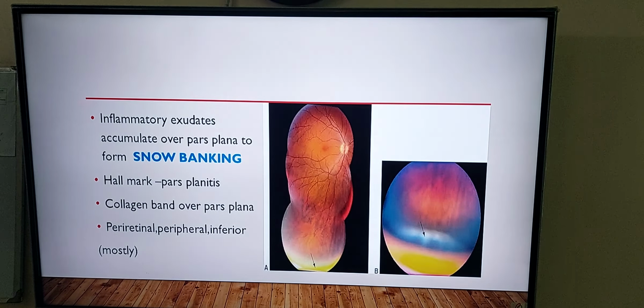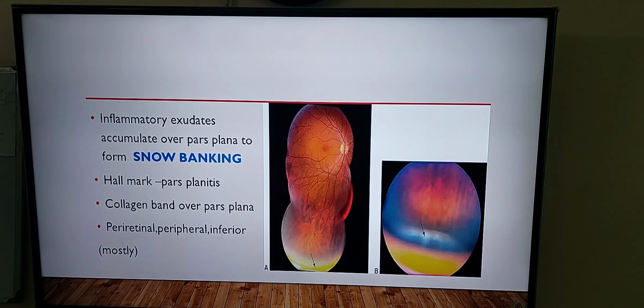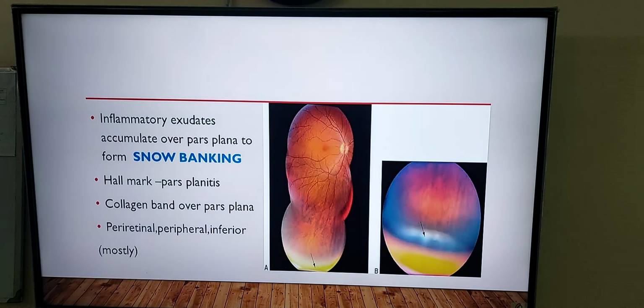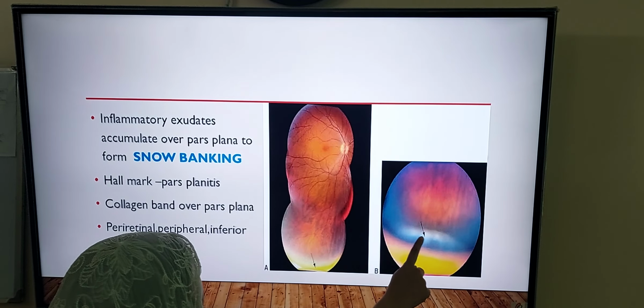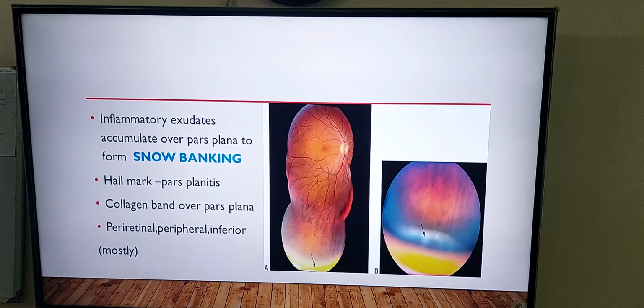Inflammatory exudates accumulate over the pars plana to form the snow banking. It's a hallmark of pars planitis, and it goes to the far periphery where you see it inferiorly. Collagen band over the pars plana. It is periretinal, peripheral and mostly present inferiorly. This white band, I have shown it here. This is a snow banking.